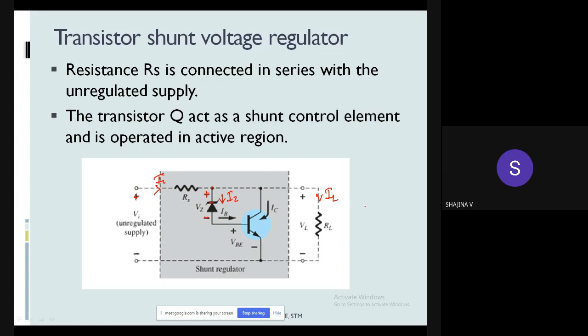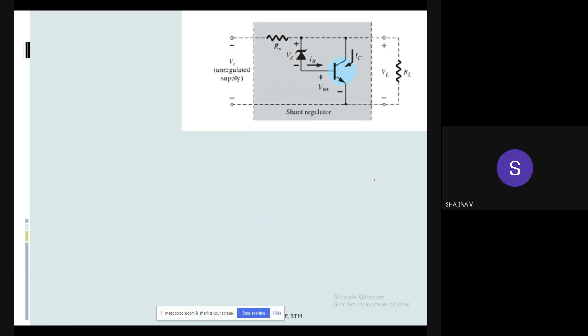Okay, now we can see how this circuit maintains a constant voltage at the output. From the circuit diagram, we can first write the expression for output voltage. Output voltage means the voltage across the load, VL, or V out. This is our output voltage, that is, the voltage between these 2 points.